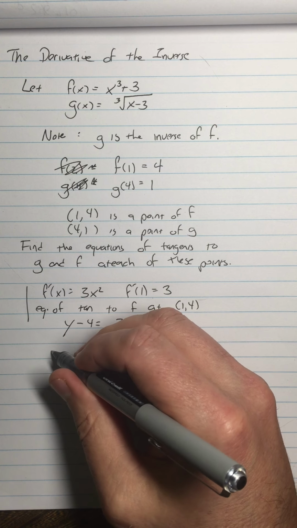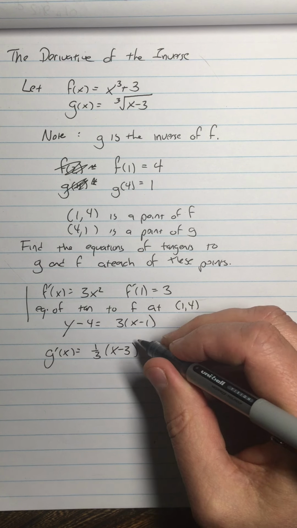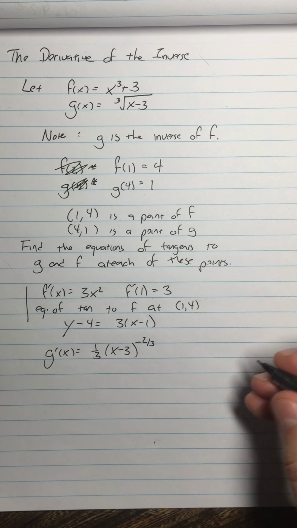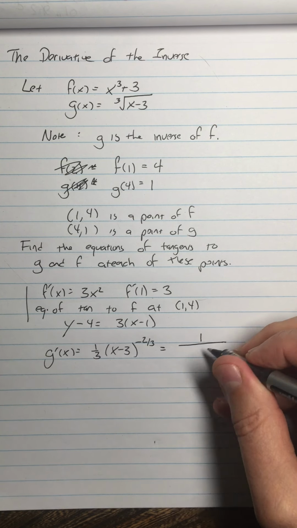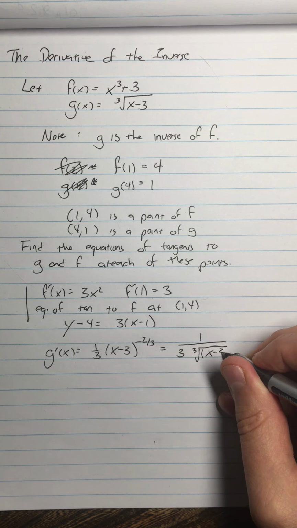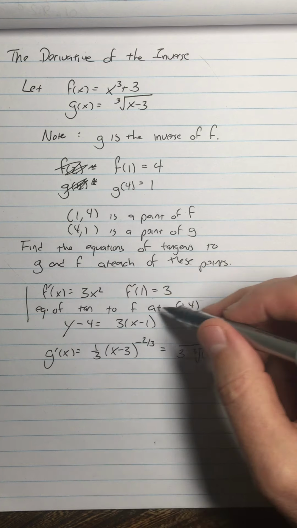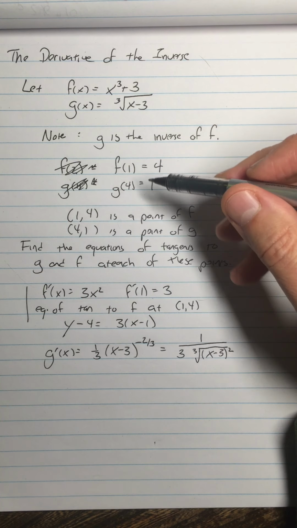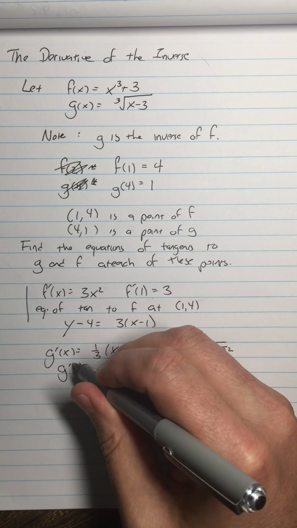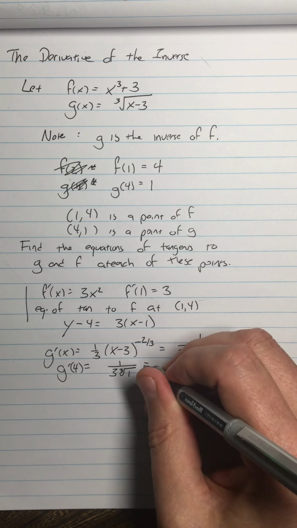So g prime is a little harder to do, but not that much. It is just power rule. You technically have a chain rule, but the derivative of the inside function is 1, so that doesn't do anything. I have 1/3 x minus 3 to the negative 2/3 power, or since I want to evaluate it, I could rewrite that as 1/3 times the cube root of x minus 3, squared. All right, so then I'm going to be interested in g prime of 4 because I want to do the equation of the tangent to g at 4, 1. So g prime of 4 is 1/3 cube root 1, which is 1/3.